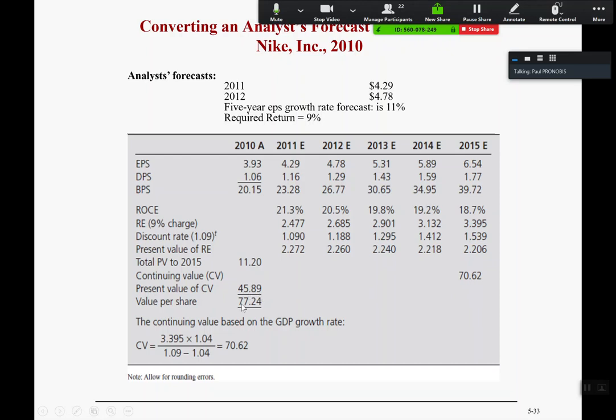And we get the value per share by adding the present value of this continual value, or terminal value, plus the total present value of our short-term forecast. We get a value per share for Nike of $77.24. Okay, so this could be something that you could integrate in your merger report if you don't think that a multiple based valuation makes sense for you and a DCF calculation doesn't make sense to you.